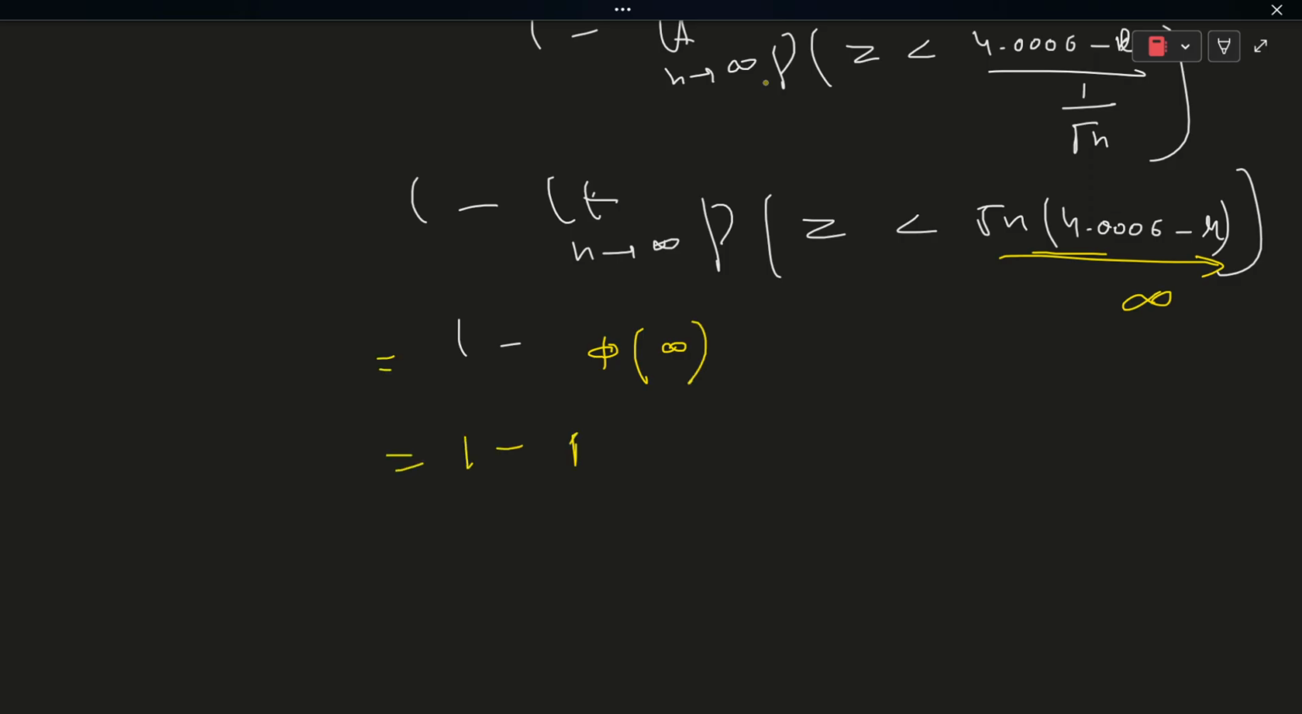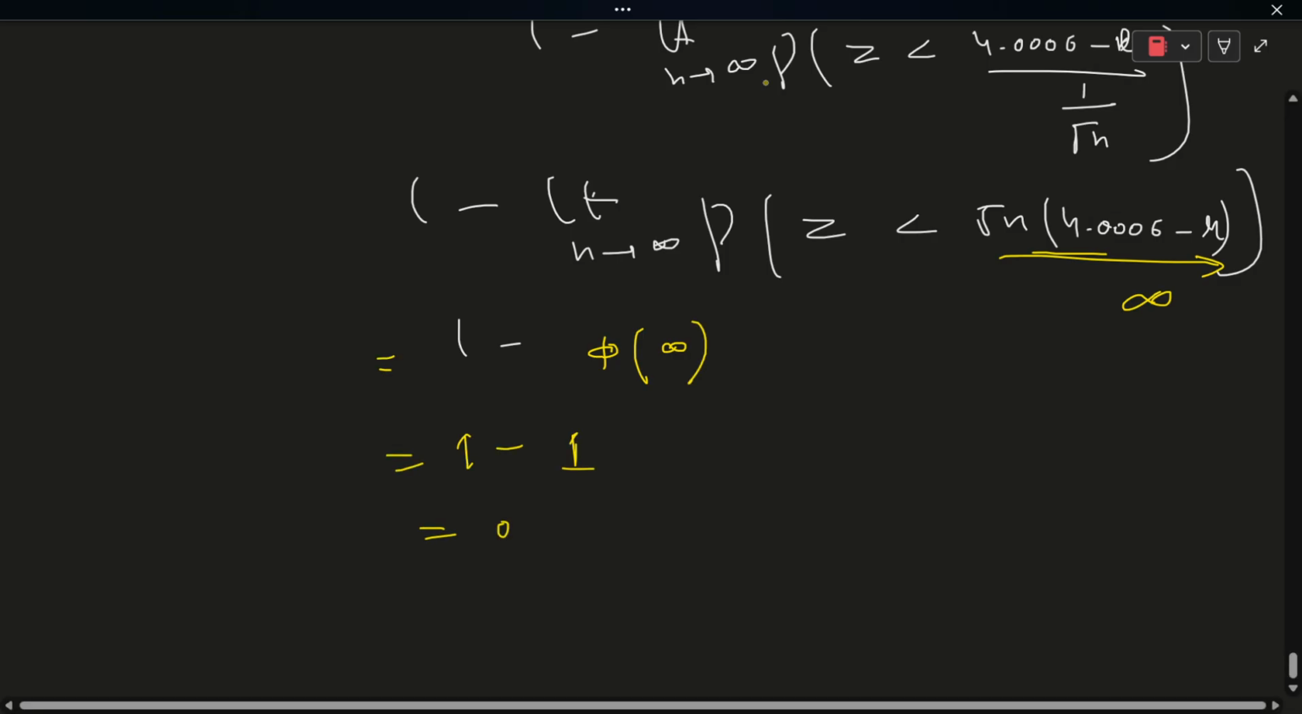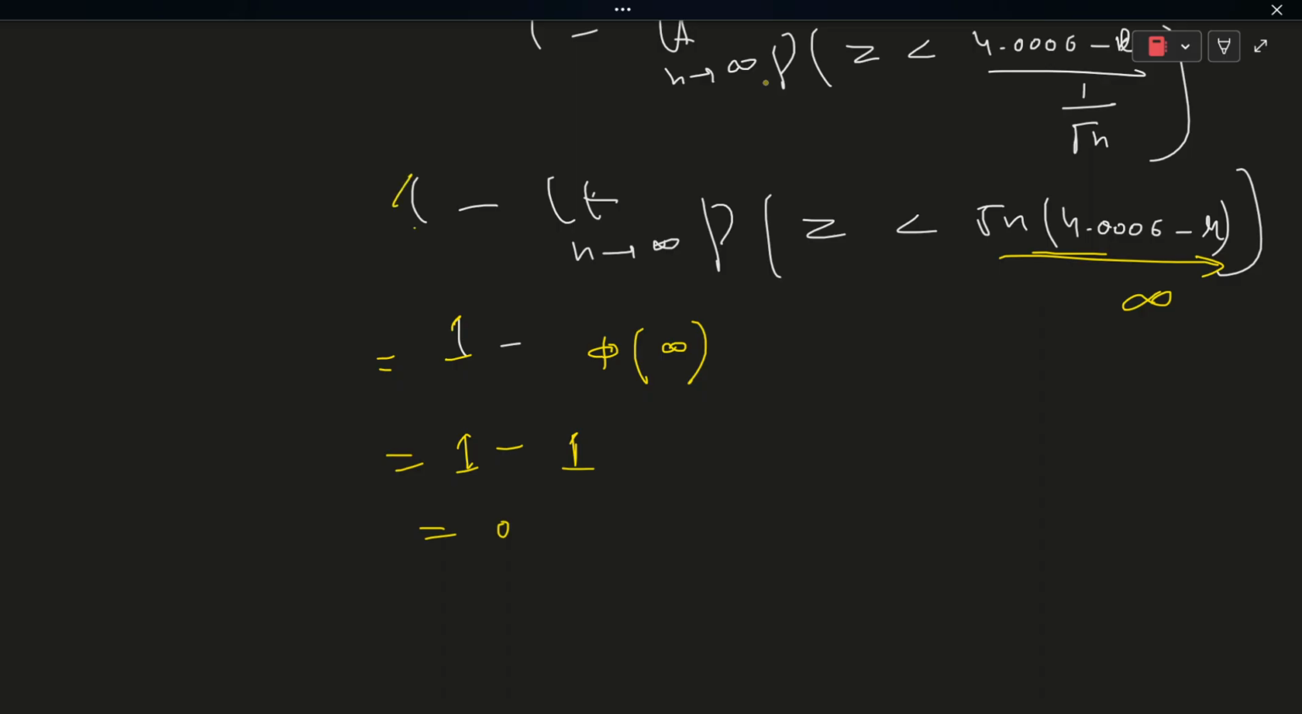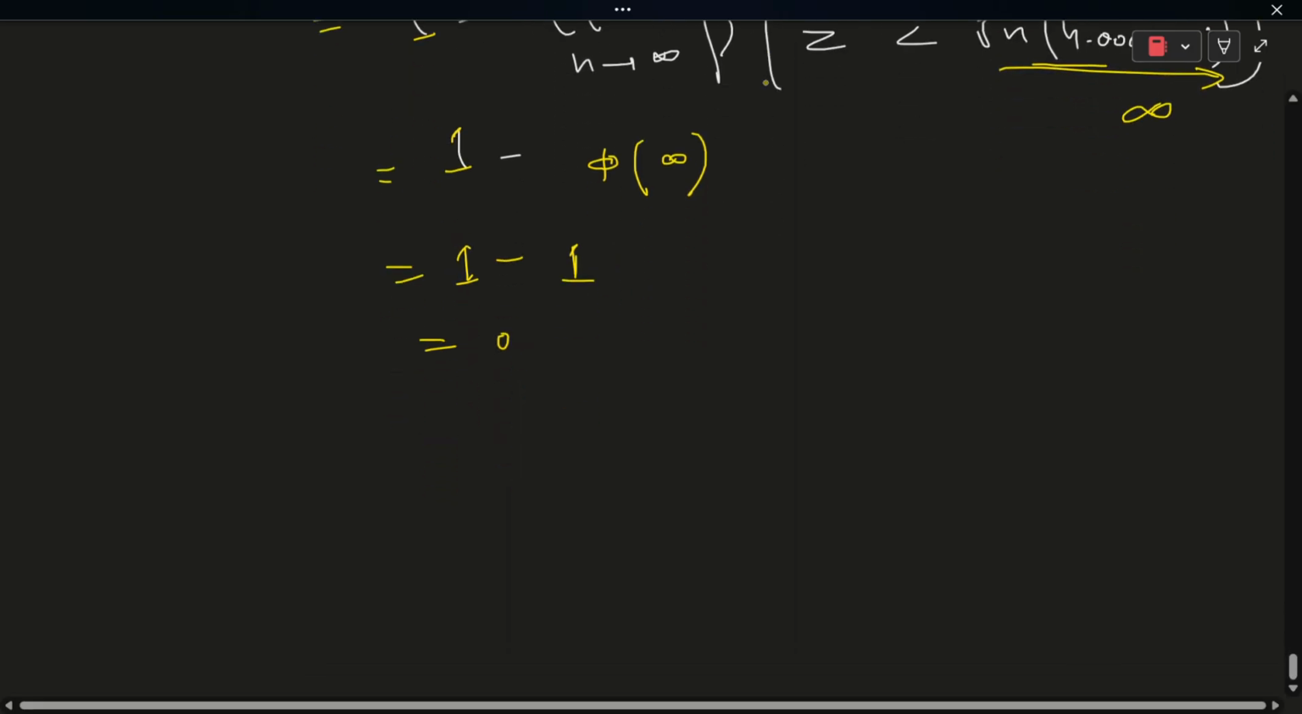So 1 minus 1, the limit of this probability will be 0. How did I do this? Simply see, z is less than under root n. When n tends to infinity, where will this term go? Infinity. So this is the CDF, that is phi of infinity. 1 minus phi of infinity is 1 minus 1, which is 0.